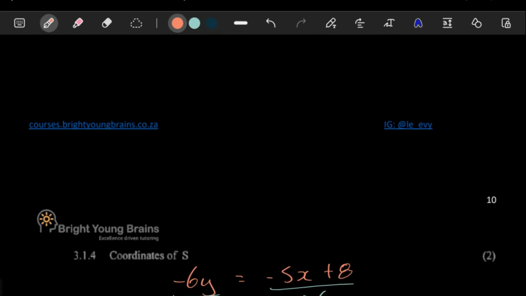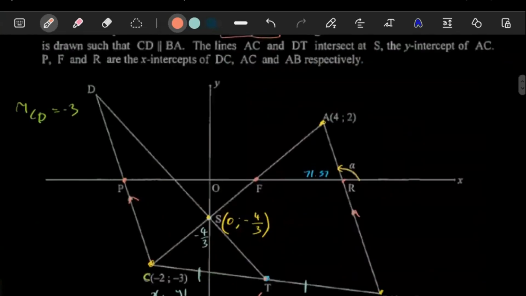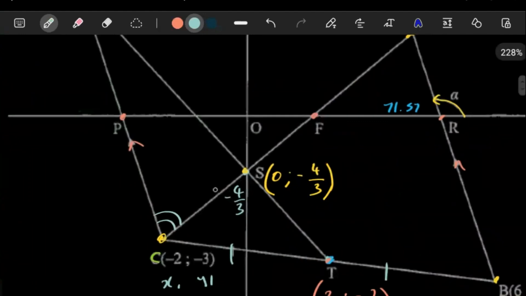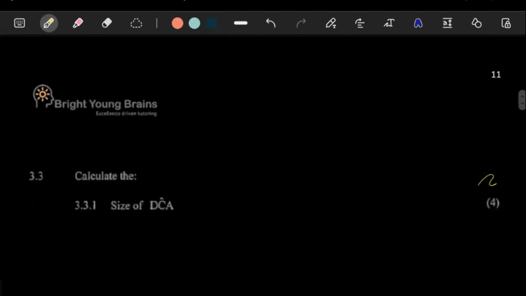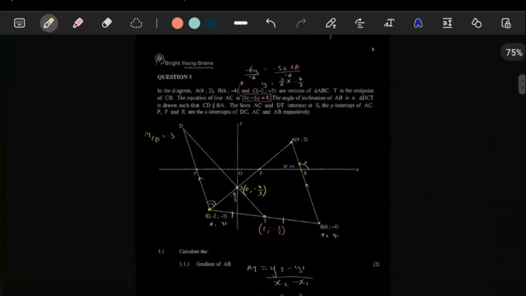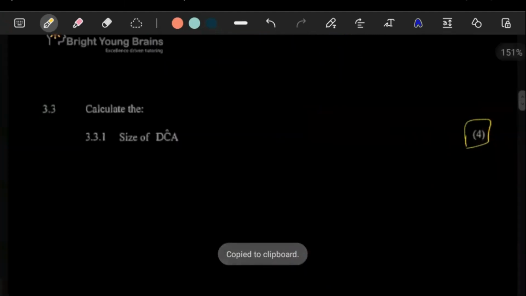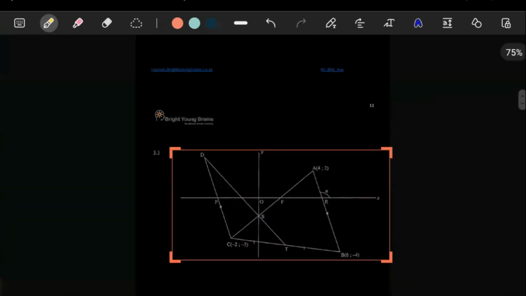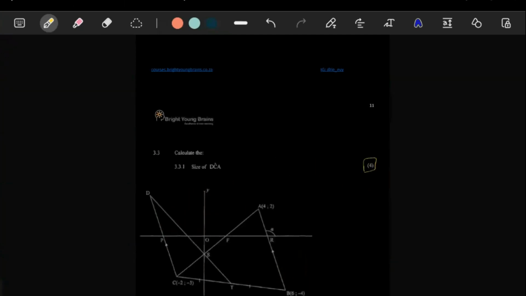So it's okay. Moving on, calculate the size of DCA. Where is DCA? D, C, and A. So it's this angle here. The one thing that comes to mind with a question like this one is, what is the mark allocation? Because the mark allocation gives an idea of how much you should think. It's a 4-mark question. And instead of us needing to scroll up and down all the time, let's bring the sketch down here so that we can see it nicely. This is fine. Let's place it over here.